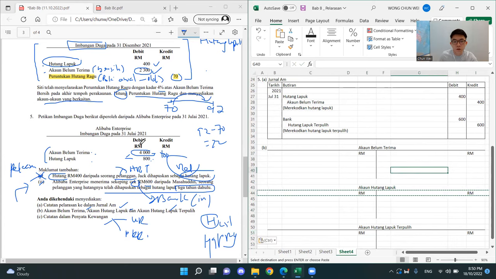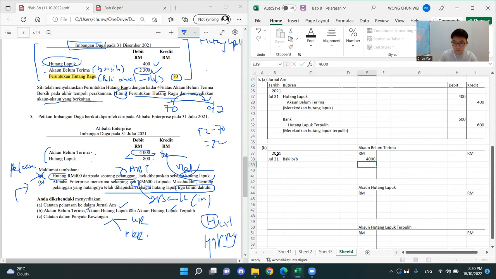Okay, so ABT is a debit side, is an asset, right? Therefore, this 2021 on July 31st, kita ada baki BB RM4,000. Then we also got hutang lapuk 800, right? So you put here baki BB RM800. Okay. We just copy this figure 4,800 into the ledger.